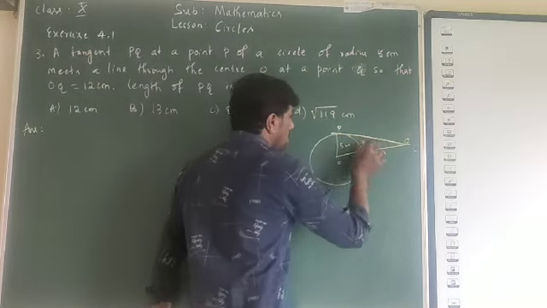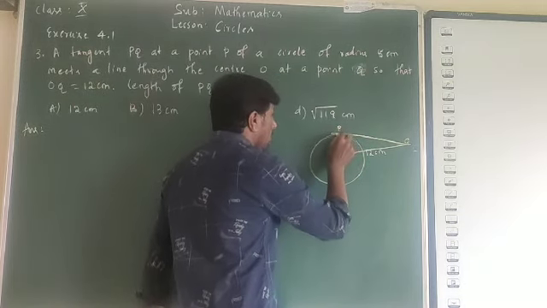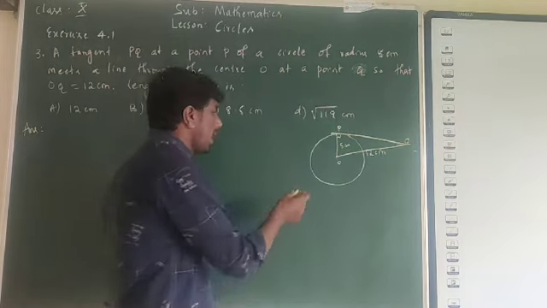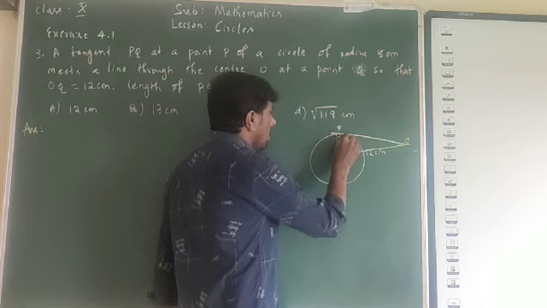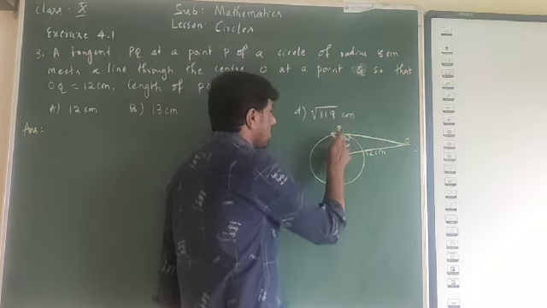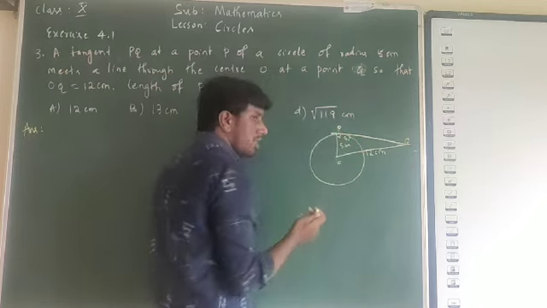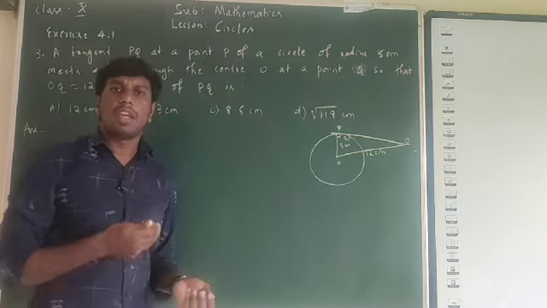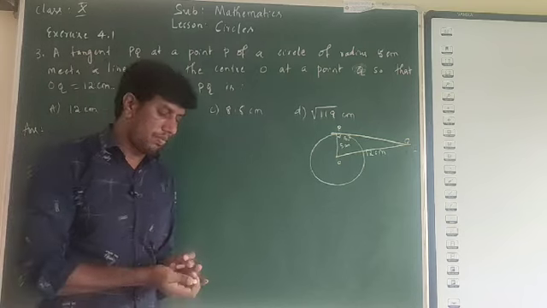Because the tangent to a circle and the radius to the point of contact are perpendicular to each other, the angle between those two will be 90 degrees. So this is 90 degrees. Triangle OPQ is a right angle triangle. If it is a right angle triangle, I can use the Pythagoras theorem.